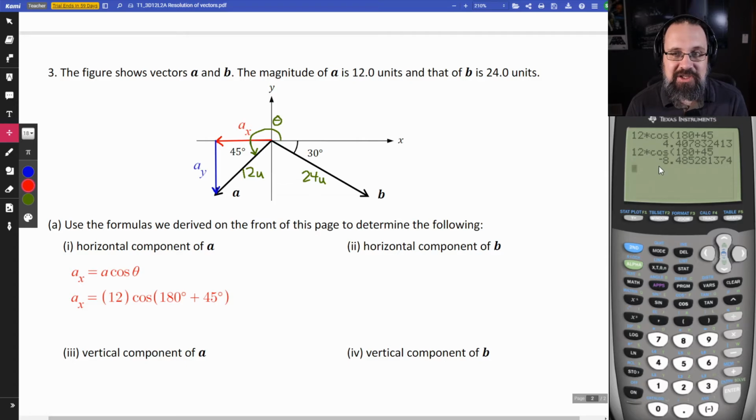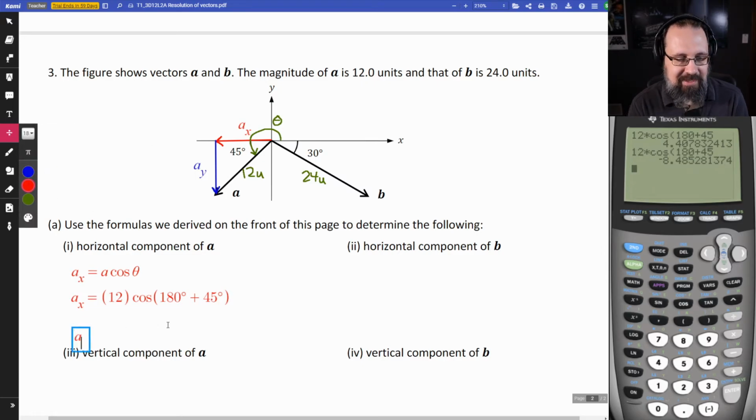So you always need to check that your calculator is in degrees and not radians, because a lot of times if you're in radians instead of degrees, you're going to get the wrong answer. So make sure you guys always check that. So now I can come down here and finish off this problem.